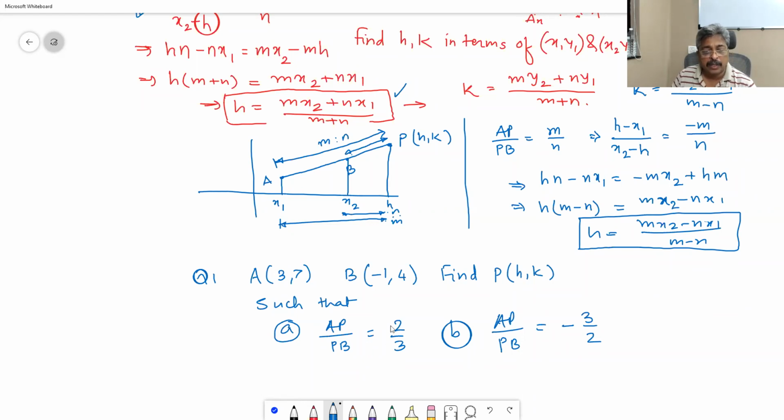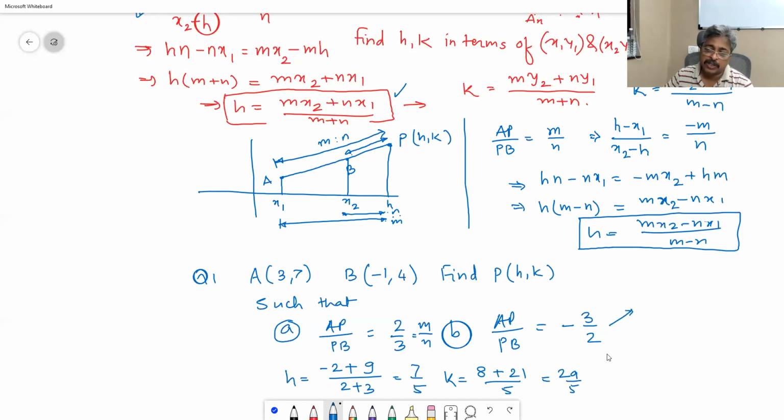Easy formula. Here m is 2, so 2 times minus 1, so minus 2, h is equal to 2 times minus 1 plus 3 times 3, that is 9, divided by 2 plus 3, so 7 by 5, correct? And k is equal to 2 times 4, that is 8, plus 21, upon 5, which is 29 by 5. That is your first point.